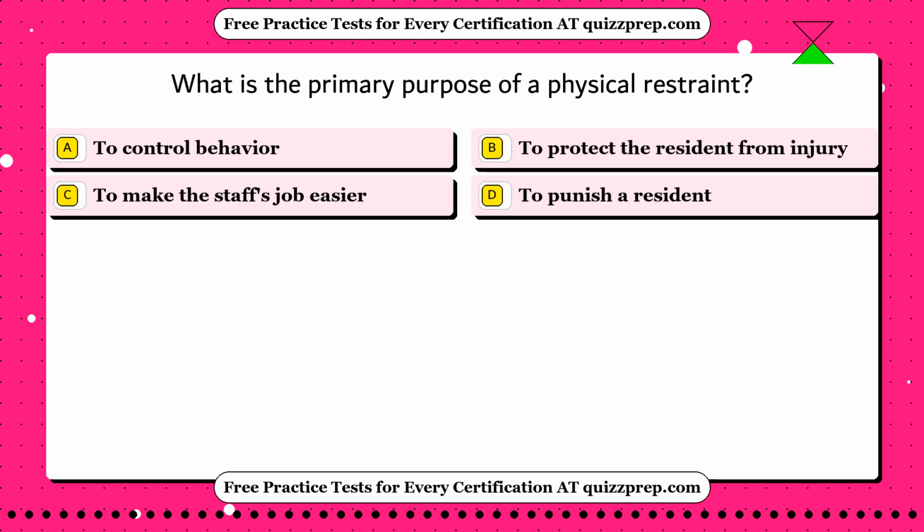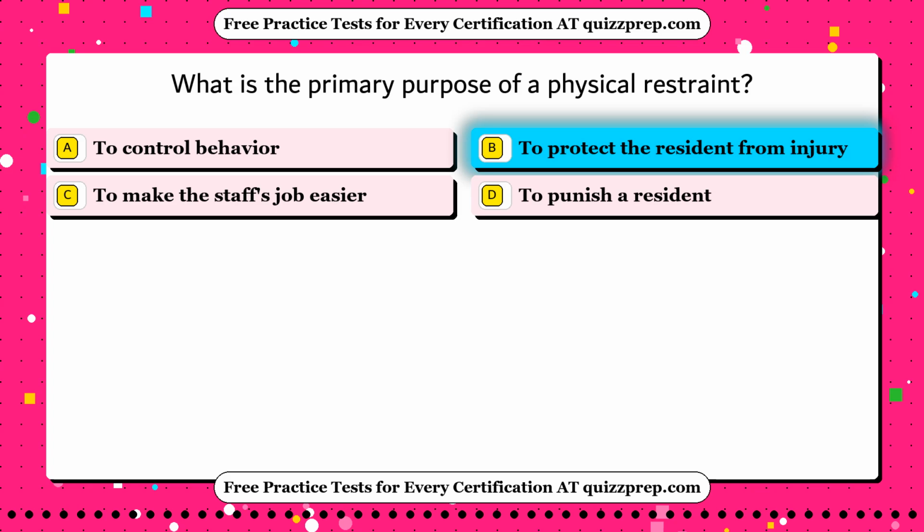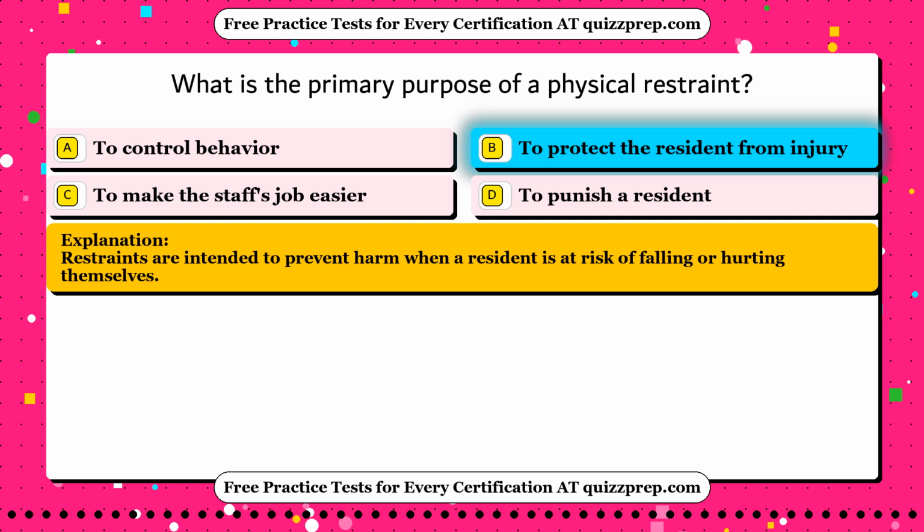Question 141. What is the primary purpose of a physical restraint? Option A. To control behavior. Option B. To protect the resident from injury. Option C. To make the staff's job easier. Option D. To punish a resident. The correct answer is option B. To protect the resident from injury. Restraints are intended to prevent harm when a resident is at risk of falling or hurting themselves.